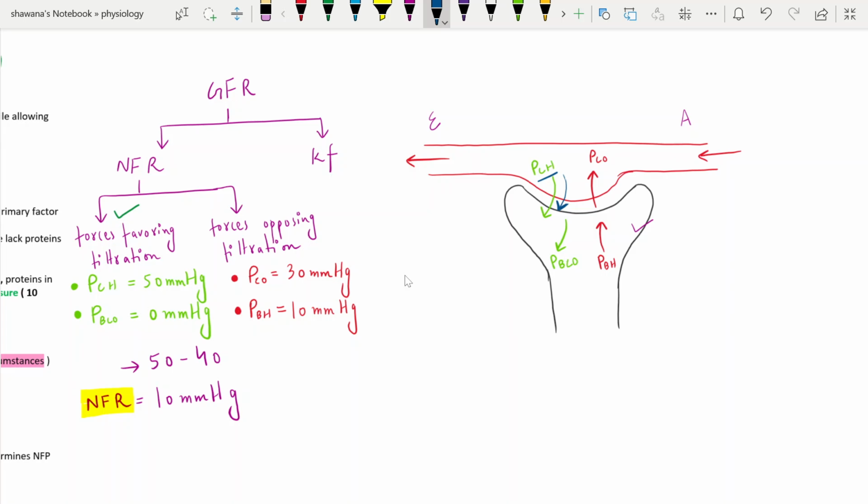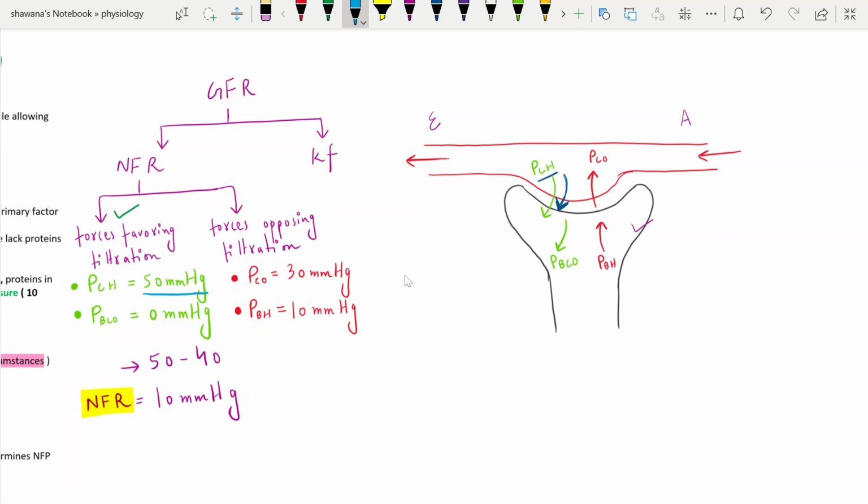Any hydrostatic pressure in the arteries of the body exerts force on the wall of the particular artery or capillary. So this pressure, what do you think? Logically, it is a force favoring the filtration because it is forcing the fluid out of the capillaries into the Bowman's space. So this force is known as capillary hydrostatic pressure, and it is the favoring force for the filtration. In physiological circumstances, this pressure has a value of 50 millimeters of mercury.